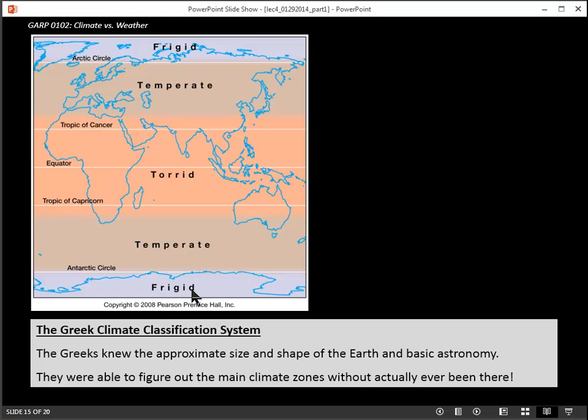And how did they know that? Right? Remember, the Greeks were living here, they'd never been to the tropics per se. They'd never been to Africa. They'd never been to Australia. Heck, they didn't even know that those places existed. They'd never been to Greenland. But they already knew the size and the shape of the Earth. And they also knew basic astronomy. And by knowing that the Earth is a sphere and the Earth is rotating around the sun, you can figure out the basic climate zones of the planet.